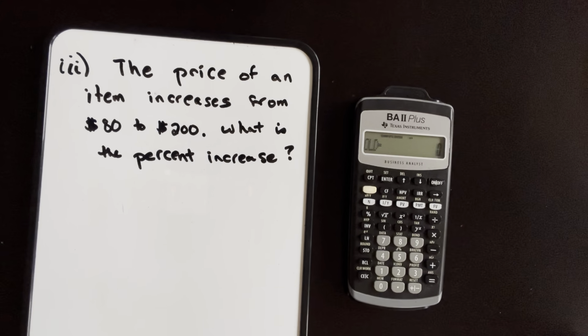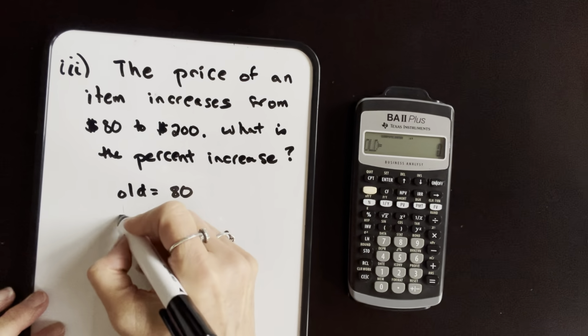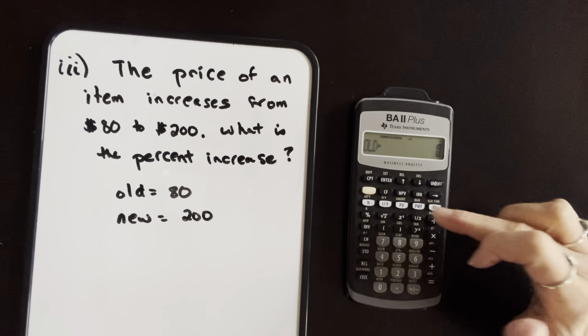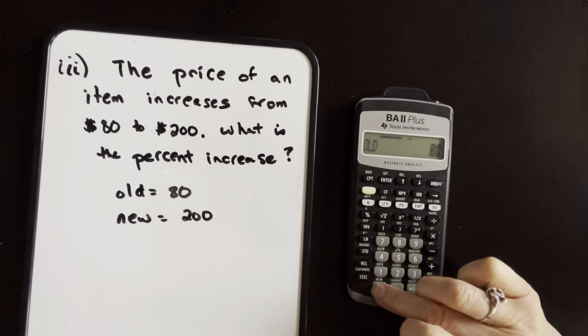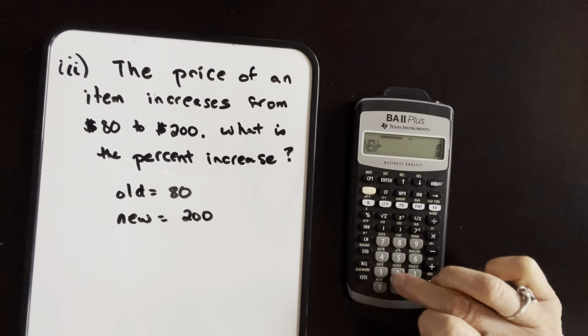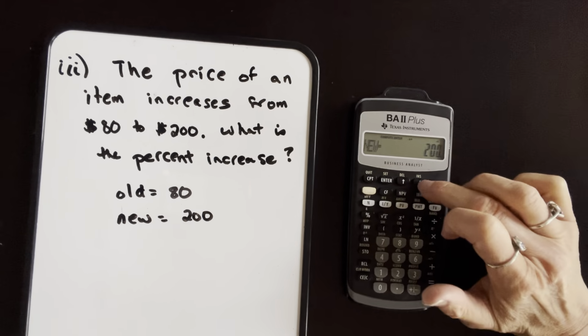Our third example says the price of an item increases from $80 to $200. What's the percent increase? So the old price is 80, the new price is 200. So we're going to enter 80 for the old, 80, enter, scroll down, new 200, enter, scroll down, percent change, compute 150%. Let's clear this work in order to do our last example.